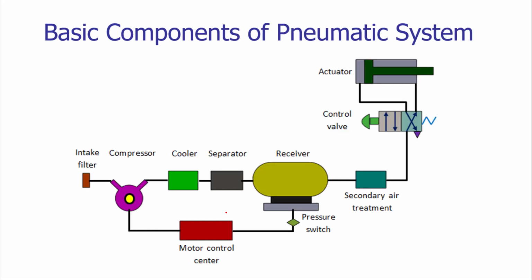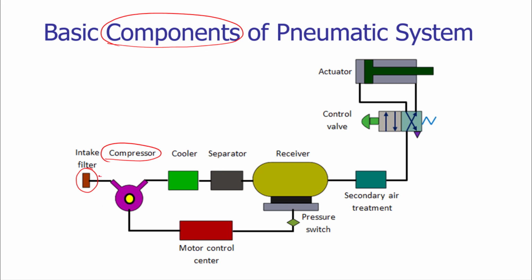So let us see what the various basic components of a pneumatic system are. On your screen you can see a variety of components. The fundamental component of the pneumatic system is the compressor, which takes the air from the environment and then increases its pressure. It reduces its volume and it increases the temperature.